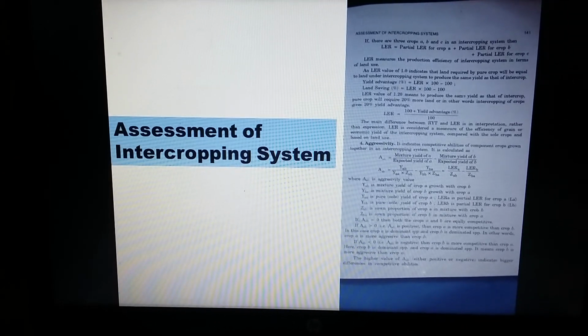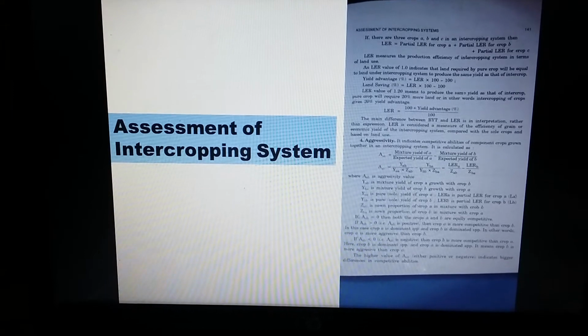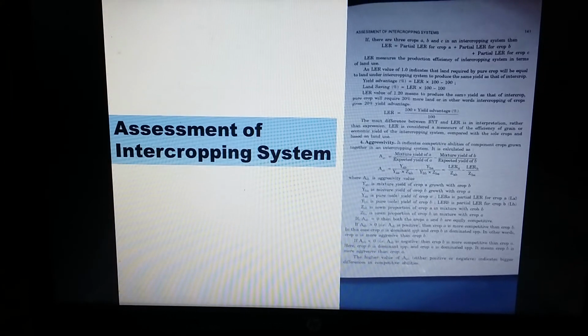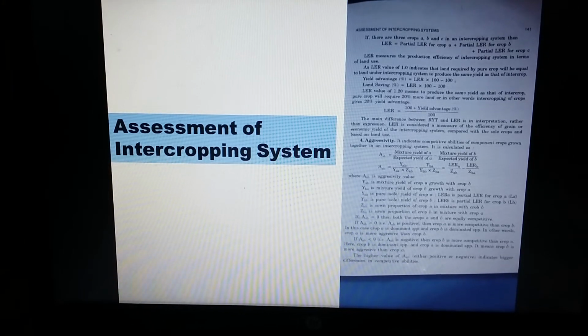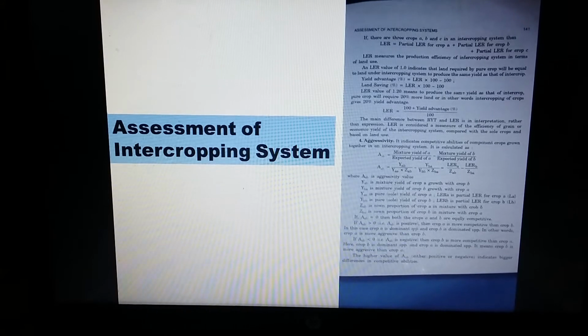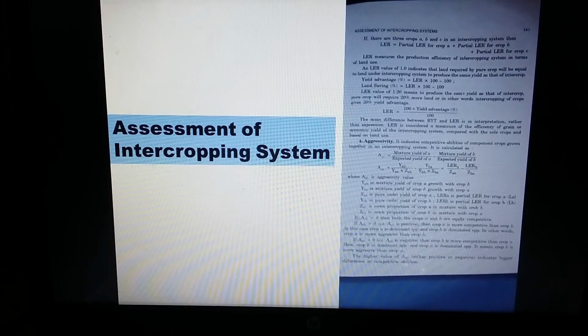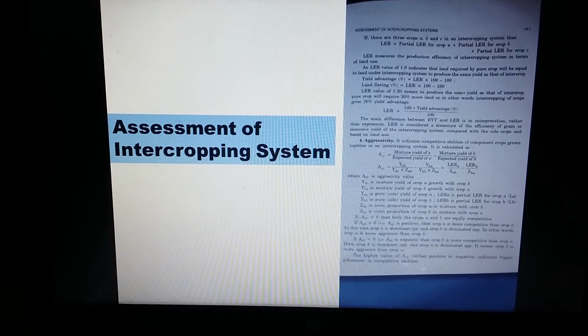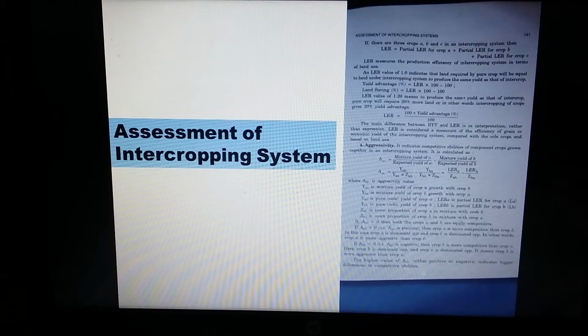Now the new thing is ZAB and ZBA. So what is ZAB? ZAB is the sown proportion of crop A in an intercropping system with crop B, or ZBA is the sown proportion of crop B in an intercropping system with crop A.